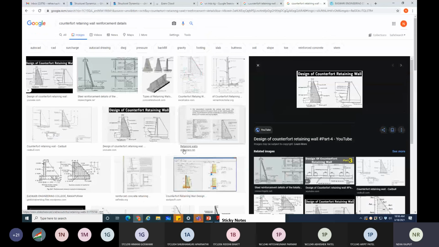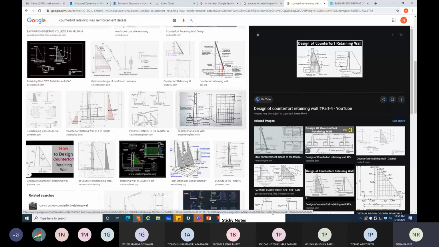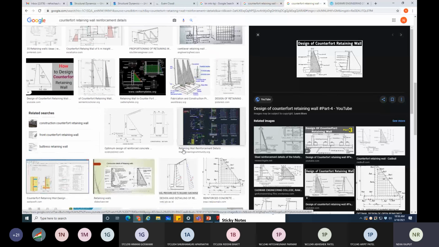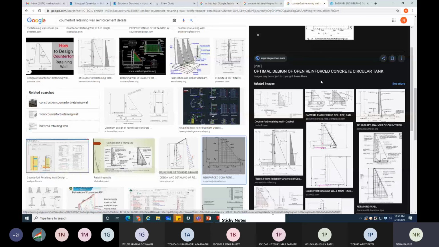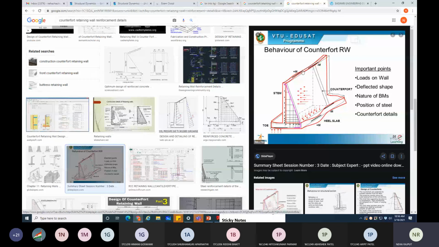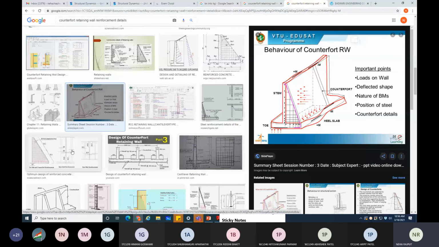Right. So this way you need to draw the detailing part of counterfort retaining wall. So this is the full figure of counterfort retaining wall. We are doing step by step so that you can see. Here also you can see the deflection shape that I have discussed. These are the positive moment, negative moment at support for the stem part. These are the deflection for the heel part. Right, this is the deflection of toe part. So this is the overall deflection of the counterfort retaining wall.